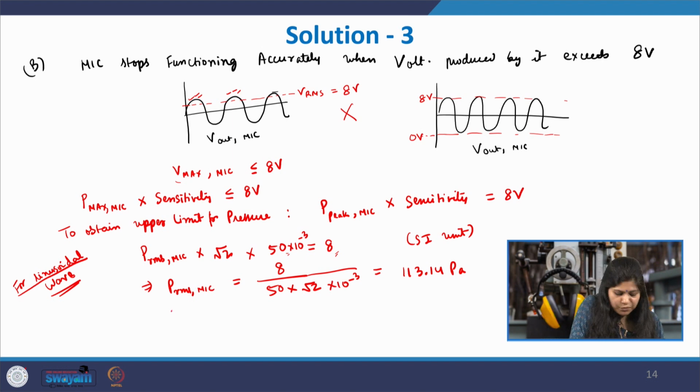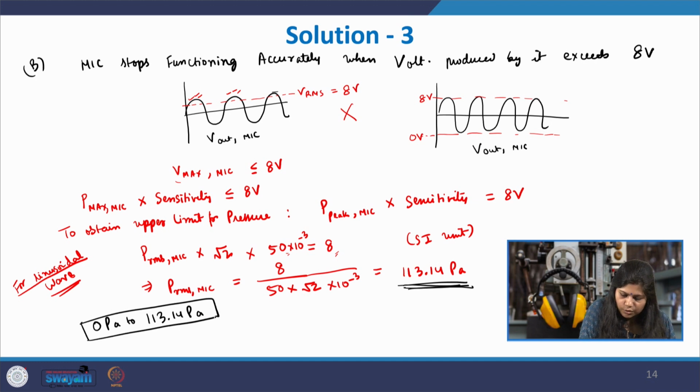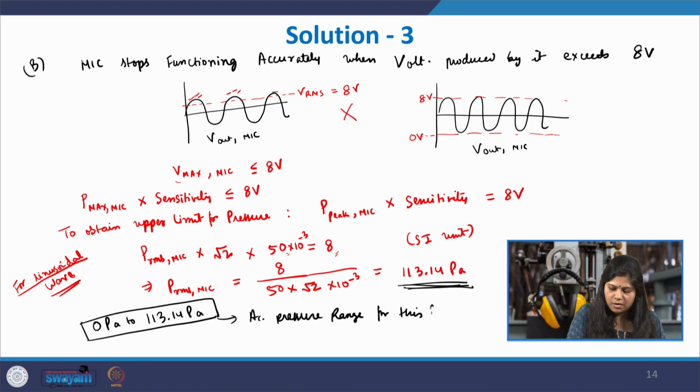So, for the upper limit, you can either leave your answer like this: that the pressure range from 0 pascals to 113.14 pascals is the acoustic pressure range for this system, or you can convert it into decibel format.